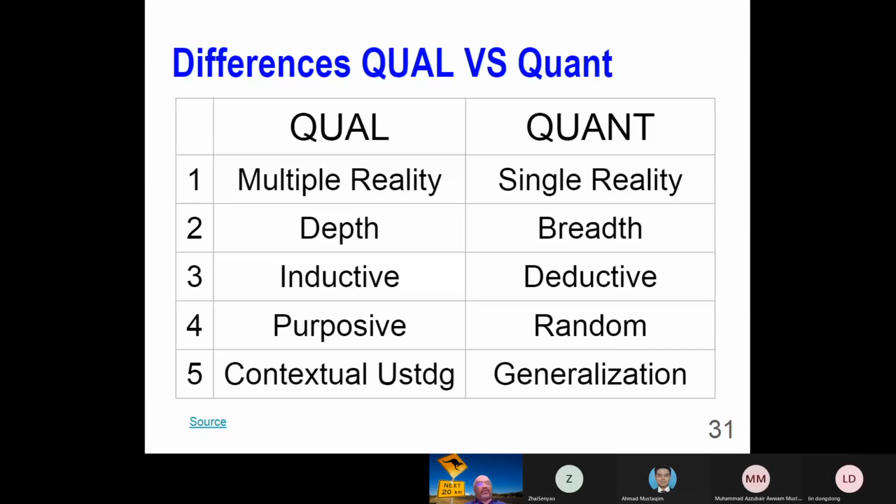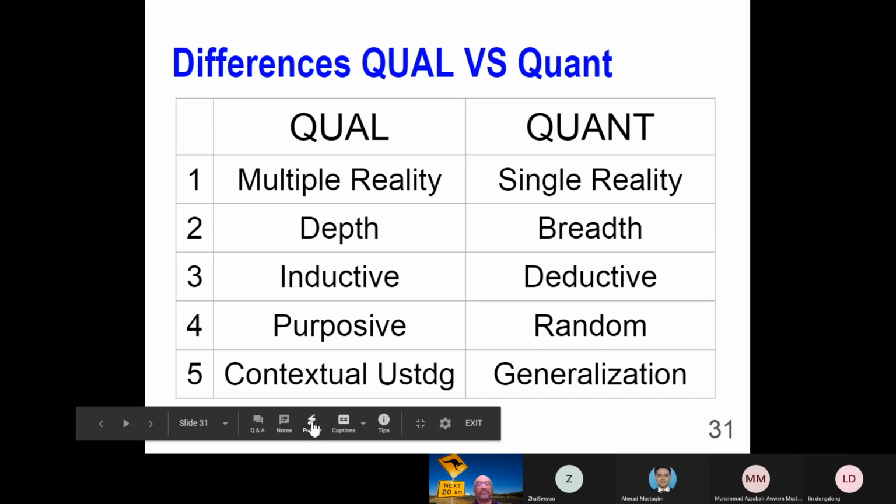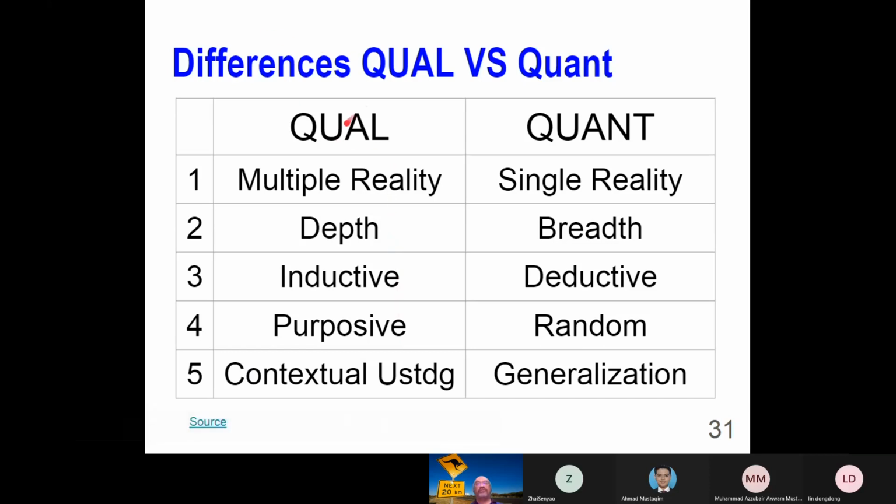Now we continue with what we had last week. This is discussion question number 4. What are the differences between qualitative and quantitative? As you can see from the table, I put it in table form. There are 5 main differences, though there could be others as well. On the left side is the qualitative one, and on the right column is the quantitative one.